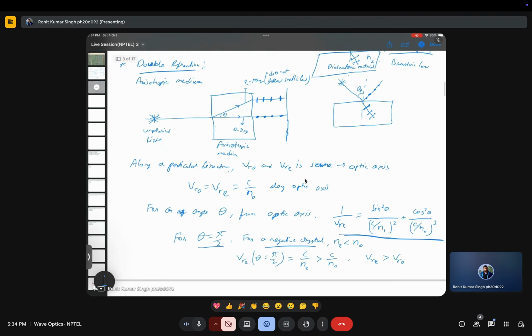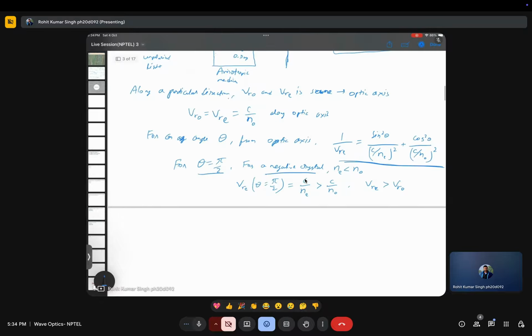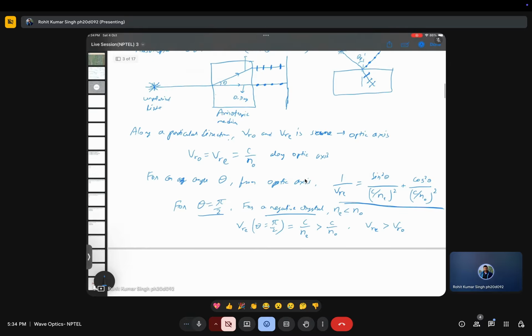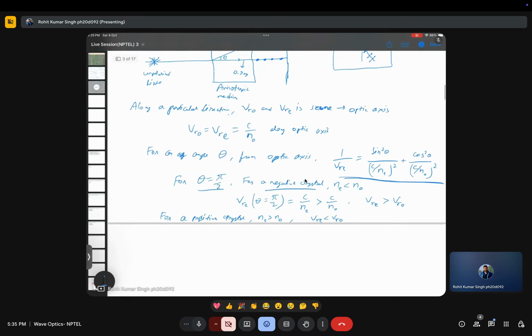So this deviated light ray will travel faster than the ordinary ray inside a negative crystal, and the opposite will happen for a positive crystal. An example of a positive crystal is quartz. Here N_E is greater than N_O, so the velocity of the extraordinary ray is smaller than the velocity of the ordinary ray. So just remember this.